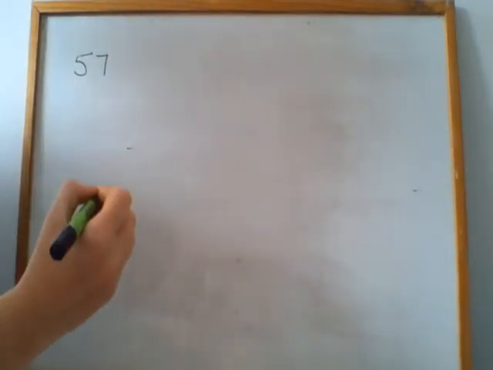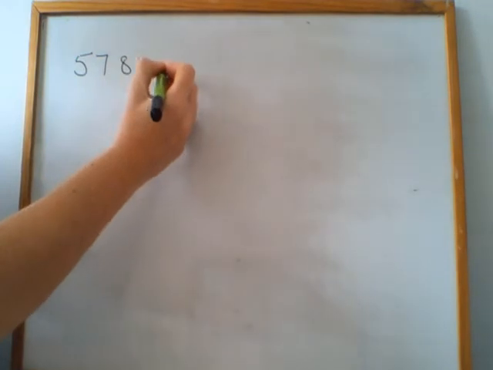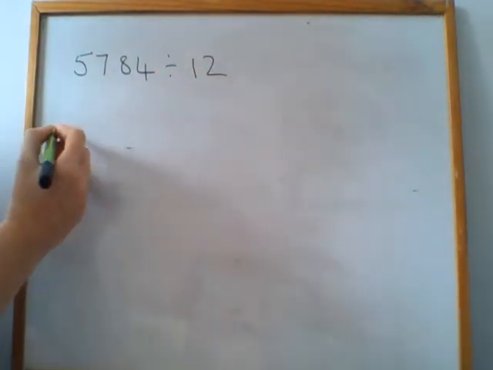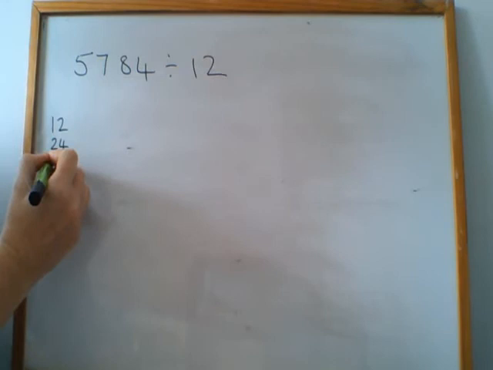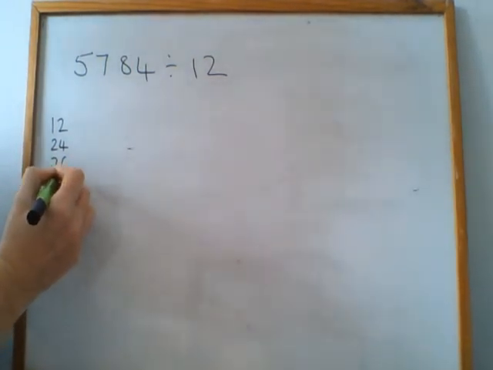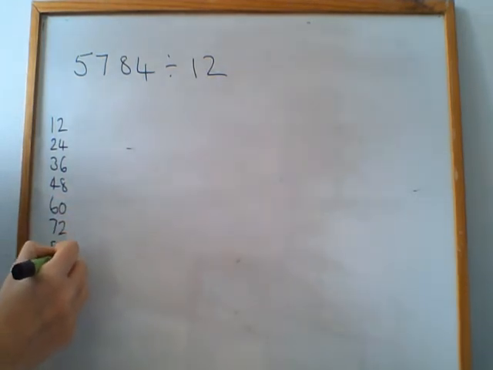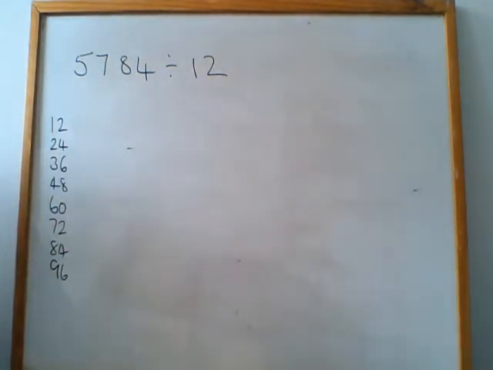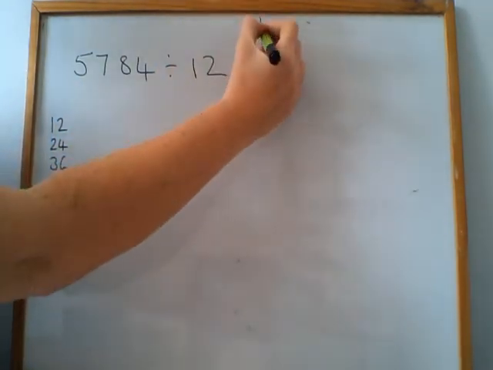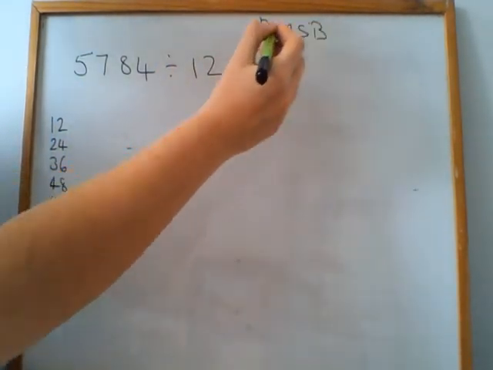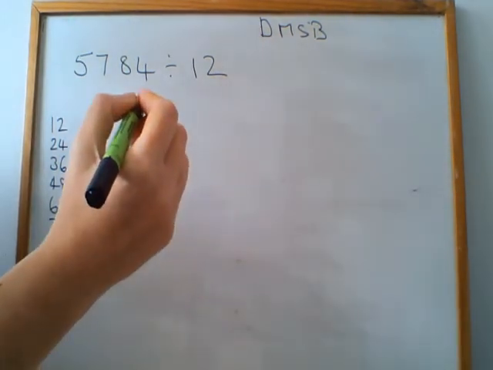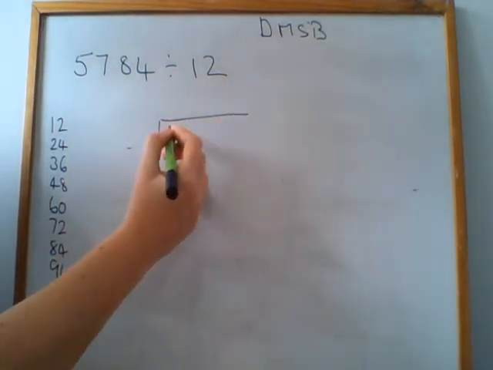Number 9, 5784 divided by 12. We'll have a look at this long division one. So the sum is 5784 divided by 12. You should be able to count in your 12s. If not, you can partition both and add them back together. I'm just going to go up to 96, but I can add more if I need to. I can write my letters up here, DMSB, in case I get lost as I'm going along, and then I write my calculation out.